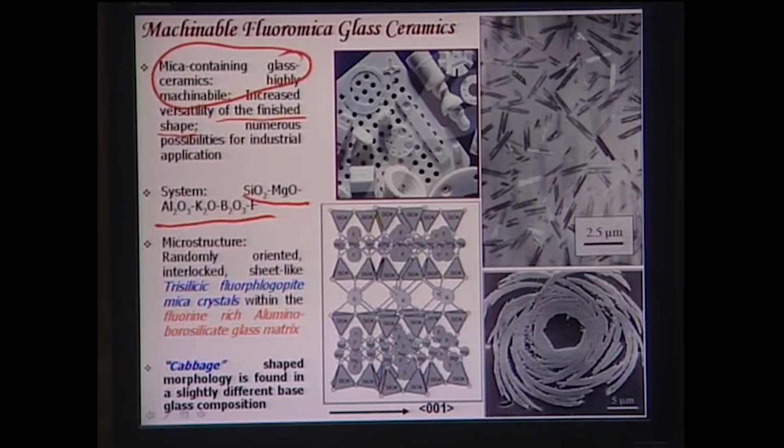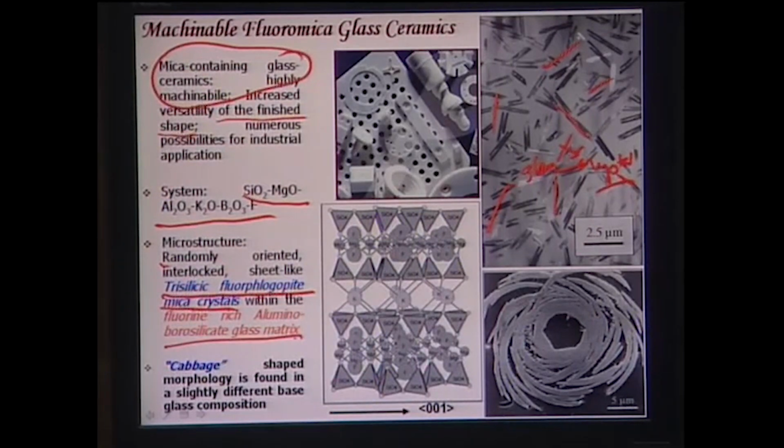The microstructure typically contains randomly oriented crystals. You can see here this is the transmission electron micrograph, and in this micrograph you see that this is your glass matrix and this is your crystals. These crystals are randomly oriented and are mostly interlocked or sheet-like crystals, and these crystals are trisilicic fluorophlogopite mica crystals, and they are present in a borosilicate glass matrix.